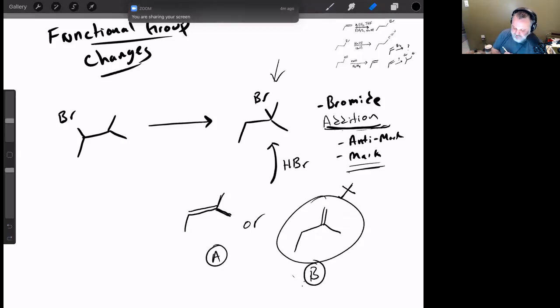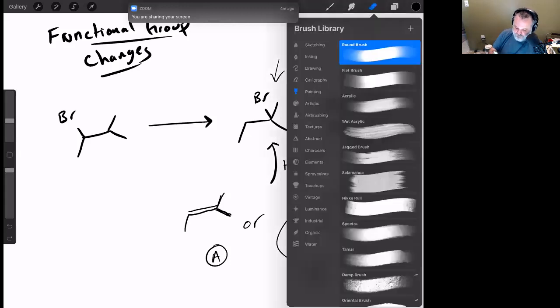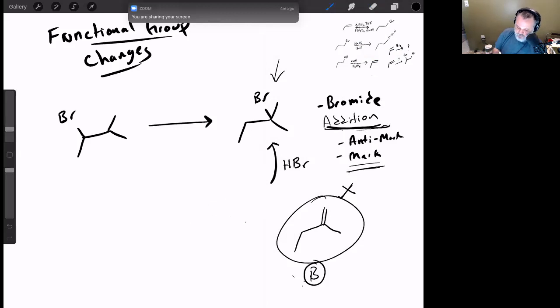Okay, so let's think about B for a second. How can I make B? I can make a double bond in that location as long as I do an elimination reaction. I'm going to erase A for a second. I can do it one of two ways. I have already decided that I can do it from the original product. But I can also do it if I have a bromide at the end and do a Hofmann elimination or a Zaitsev elimination. I can do Hofmann elimination from the original product, or I can do Zaitsev elimination from a different product.